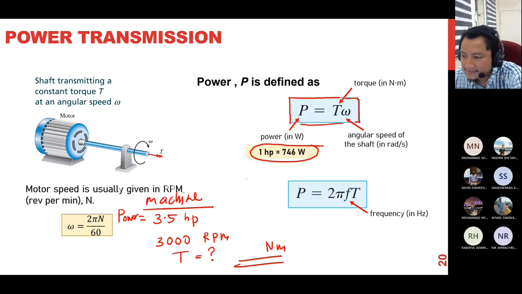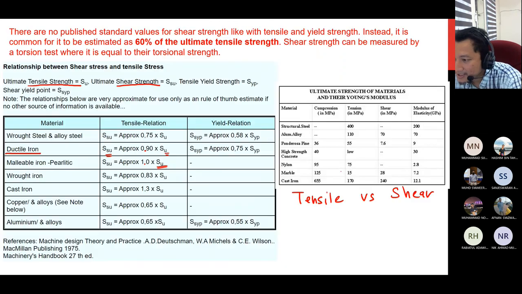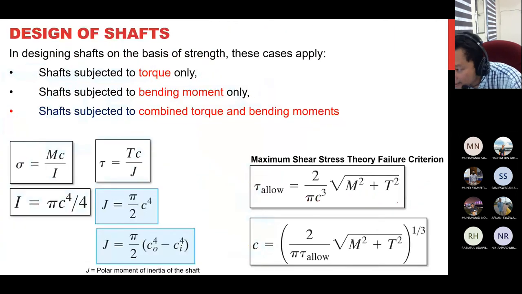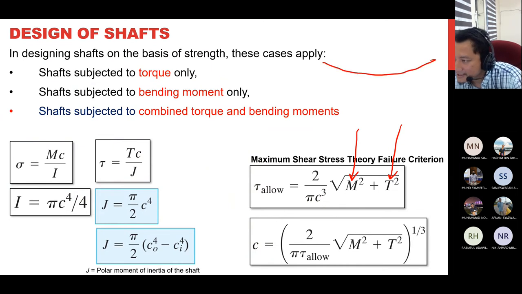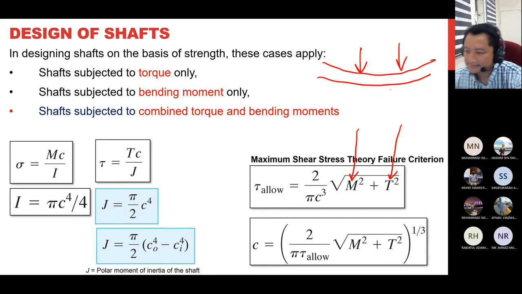So this is the torque value that is required for your shaft. You have to put this torque value in the formula. You also have to find one more thing, which is the bending moment. How do you find the bending moment? You have to look at the loading condition, where the load is and how it is applied. Once we plug it in, we can have it. However, this is based on maximum shear stress theory. Typically for shafts, we do use MSST, the shear stress theory.